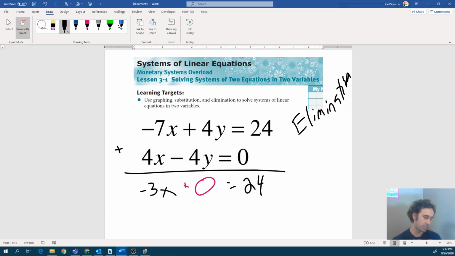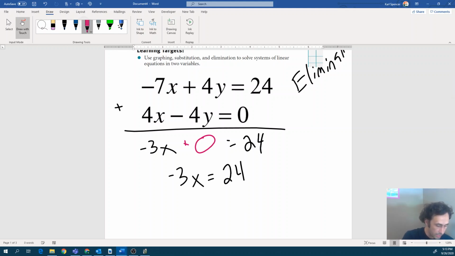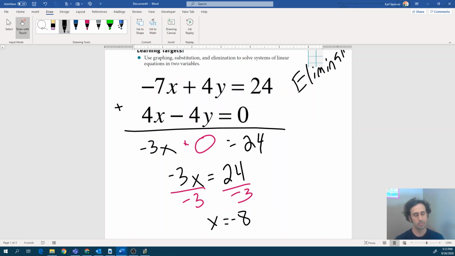And that's exactly what we're looking for when we're using the elimination method. Can I add the two equations together to get a variable to cancel out? So, continuing this problem, I add them together, the variable canceled out. I can now solve this equation for x, divide both sides by negative 3. I get the value of x equals negative 8. Are we done? Not quite.